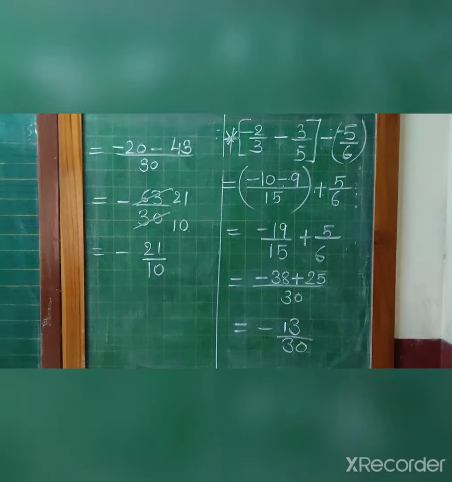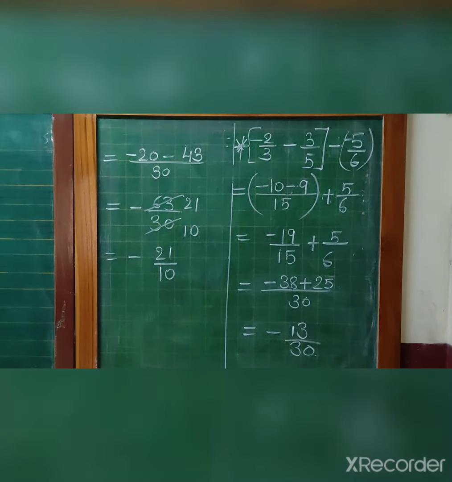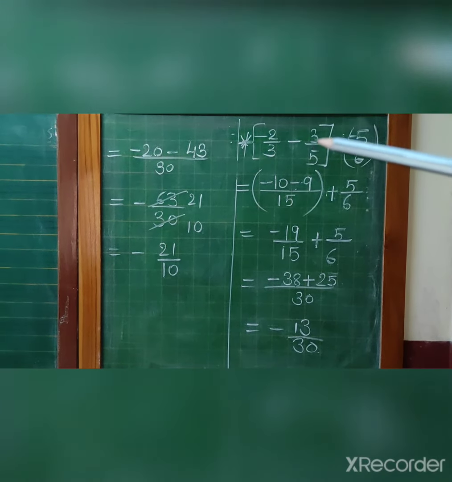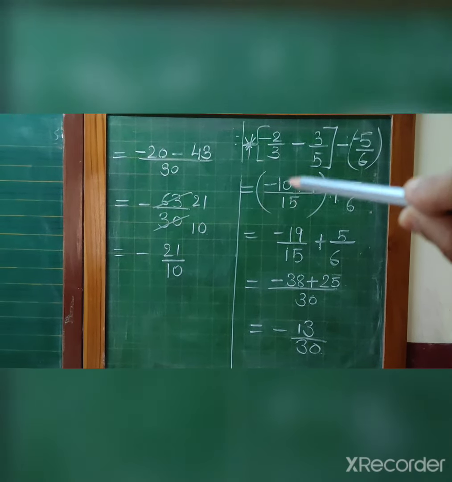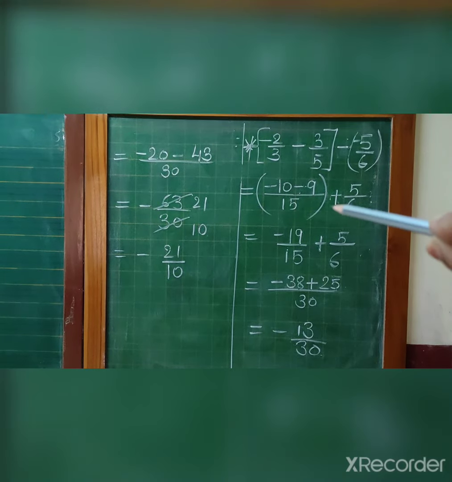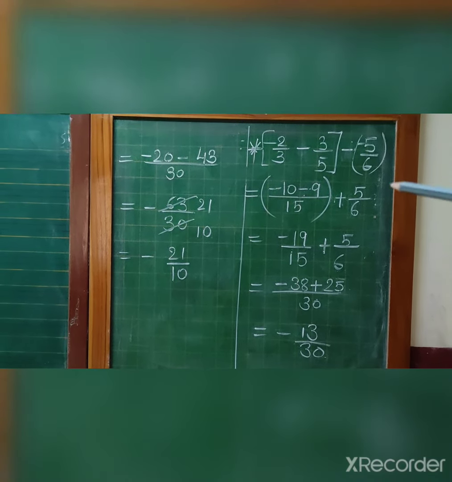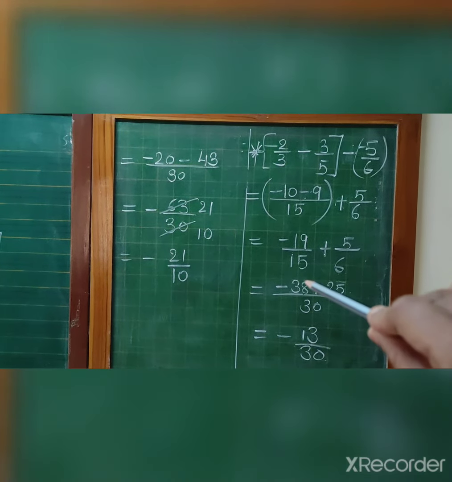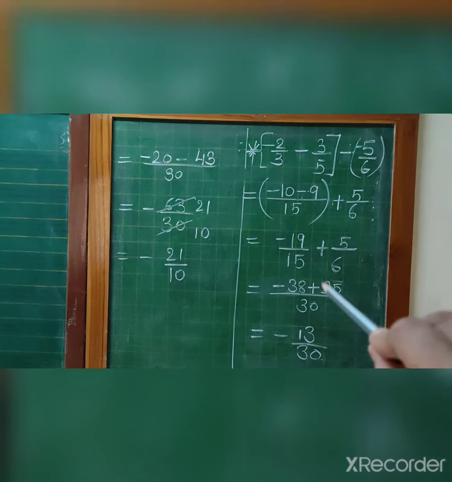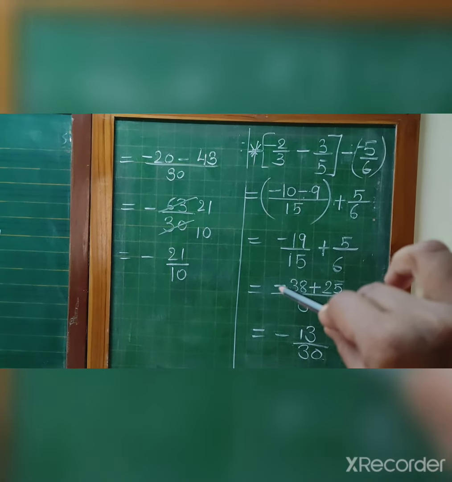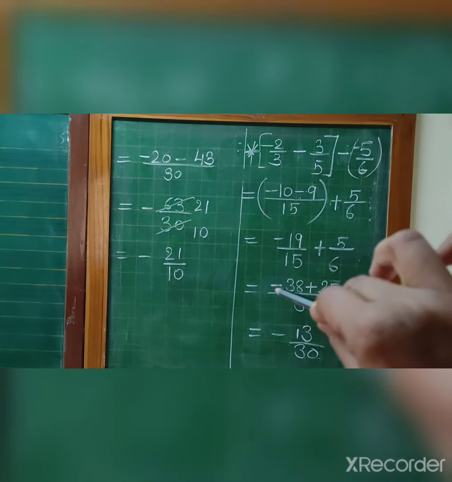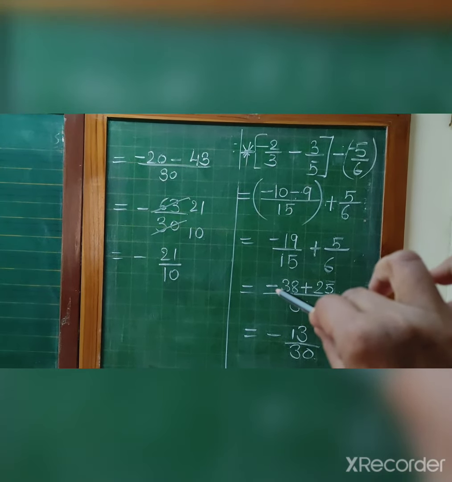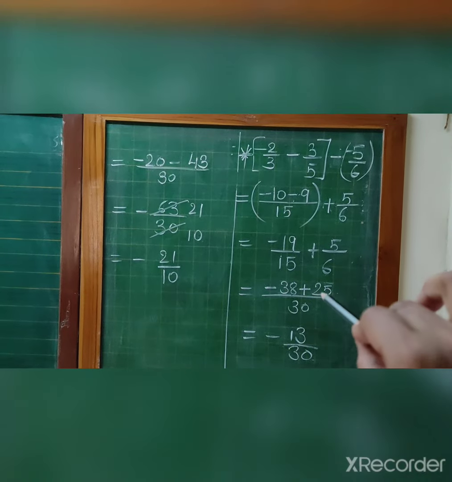Now see here, minus 2 upon 3 minus 3 upon 5, and out of the bracket minus 5 upon 6. LCM of 5 and 3 is 15, and 3 5s are 15, 5 2s are 10. Minus 5 3s are 15, 3 3s are 9, minus 19 upon 15 plus 5 upon 6. LCM of 15 and 6 is 30. 2 times 19 is 38, negative sign, plus 25. Negative, positive, negative. So bigger number is having negative sign, so minus 13 upon 30.